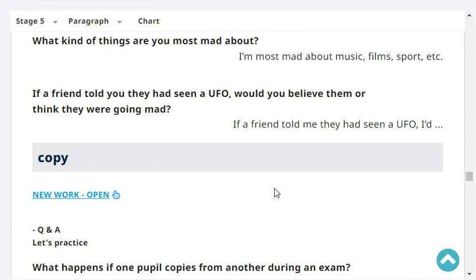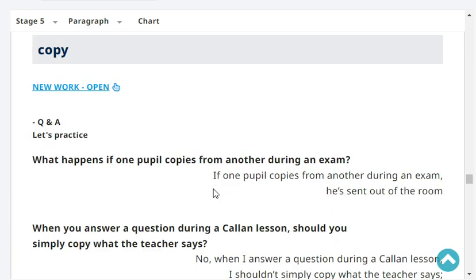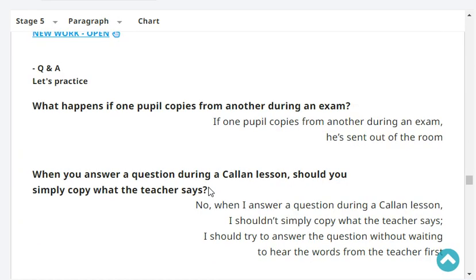So, what happens if one pupil copies from another during an exam? If one pupil copies from another during an exam, he's sent out of the room. Very good.